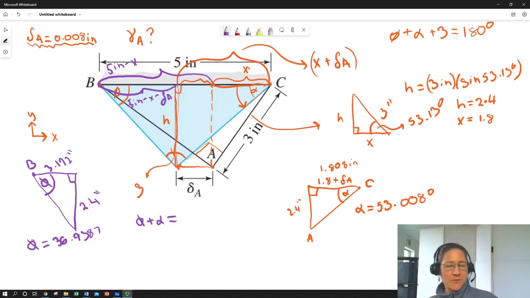So again, picking up from where we left off, we have phi, which is our new angle at vertex B, plus alpha, which is our new angle at vertex C. We combine those, so we get 36.9387, having a finger moment on our calculator, plus 53.008, and so we get something less than 90, and that was what threw me. Just eyeballing it, it seemed like we would have ended up with a positive shear strain, or the angle at the vertex A kind of looked like it was getting smaller. So it just goes to show, always good to calculate.